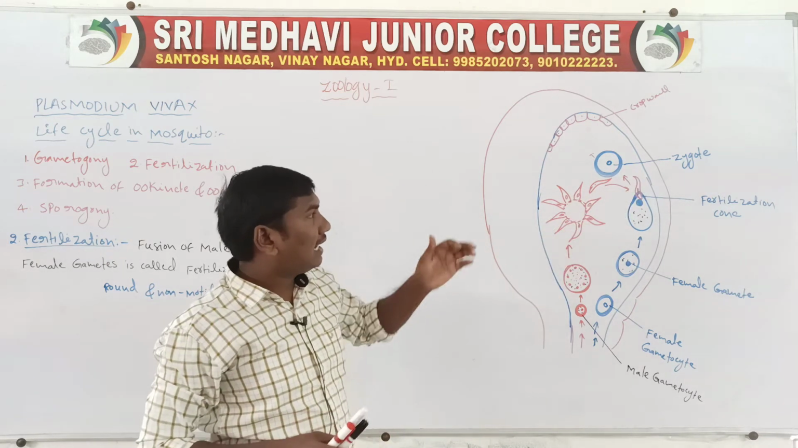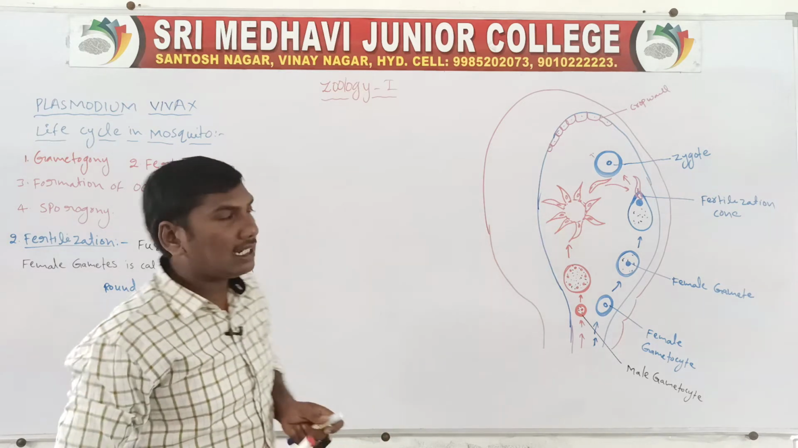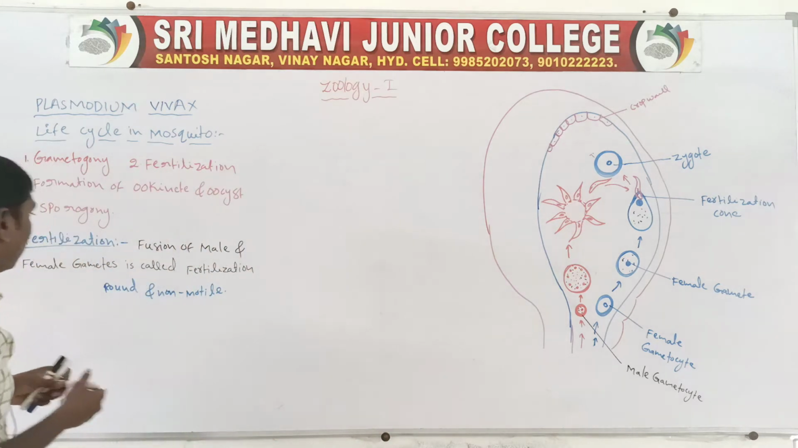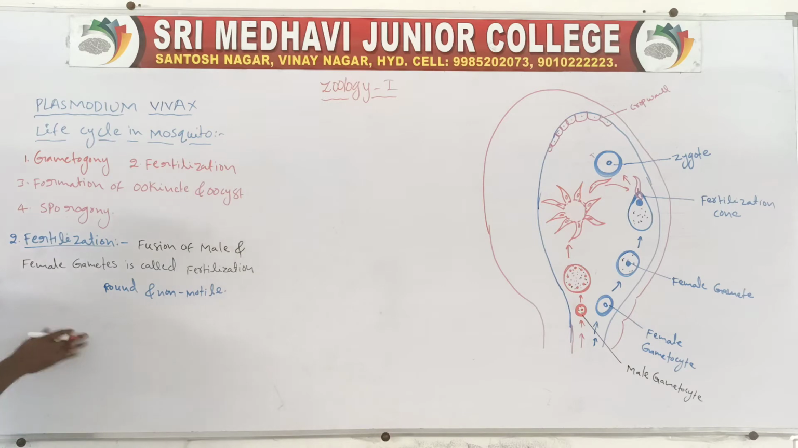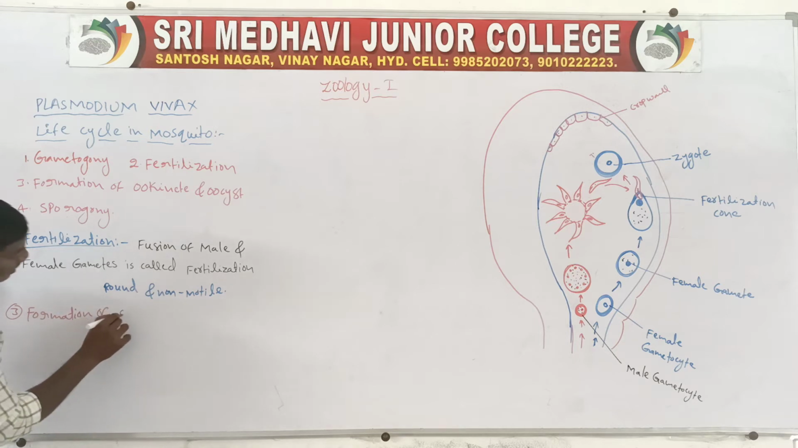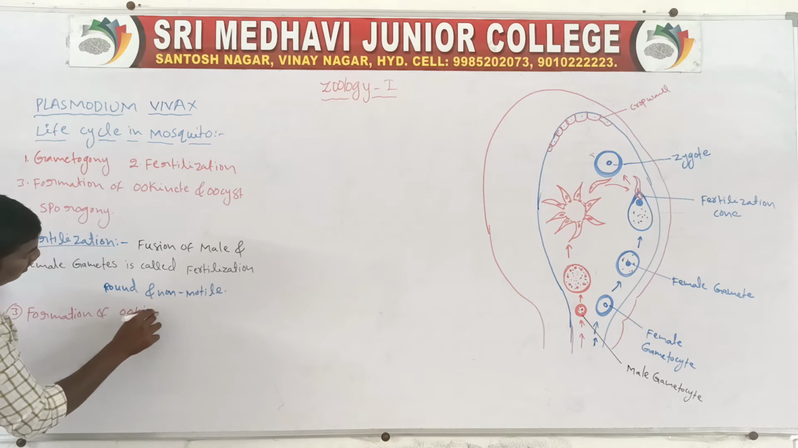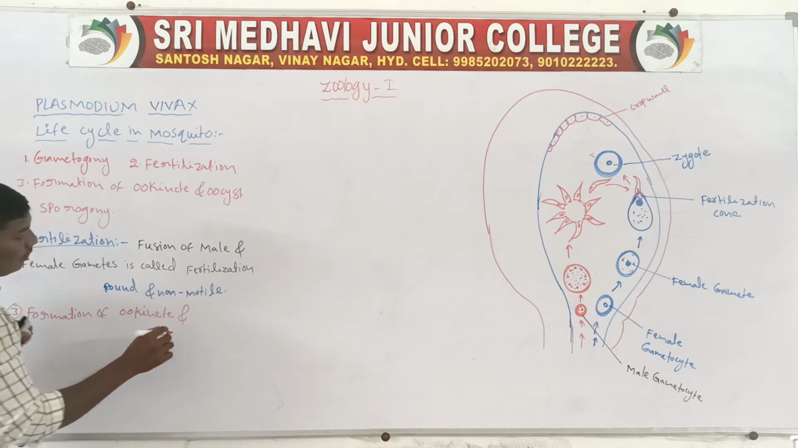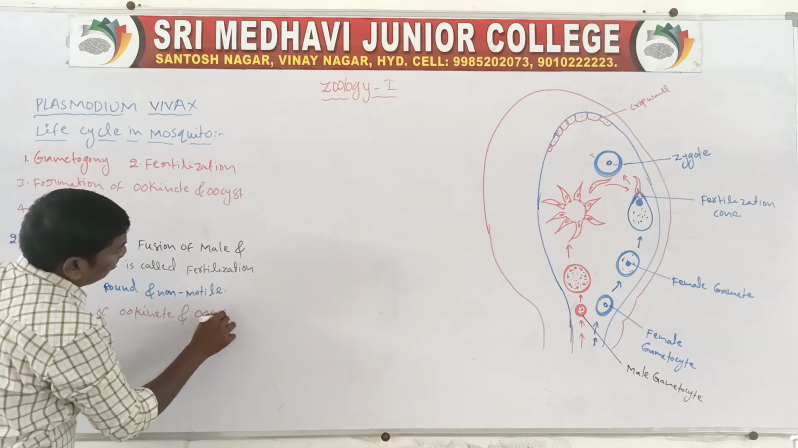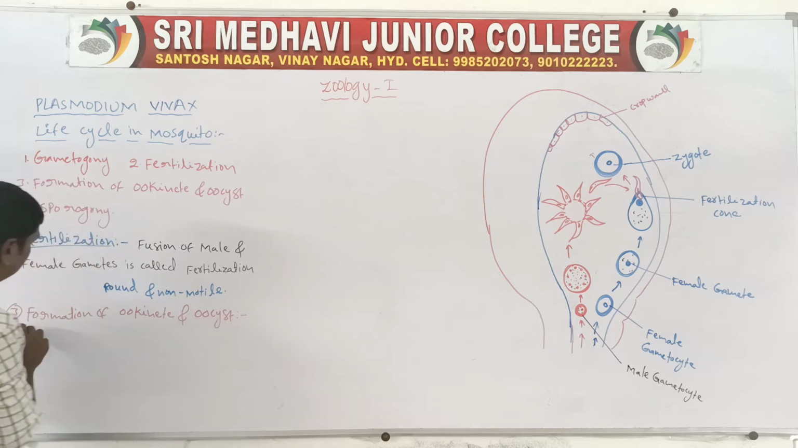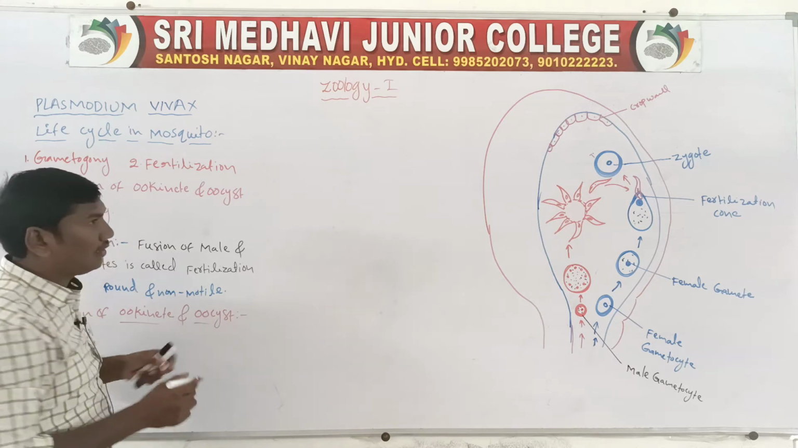Next step, the third heading: formation of ookinete and oocyst.